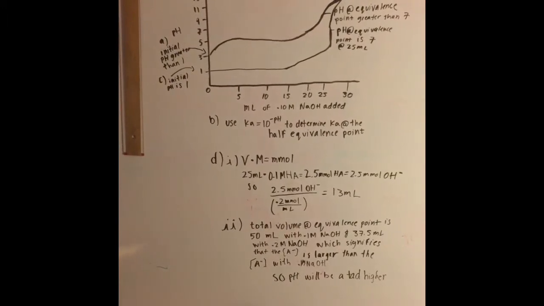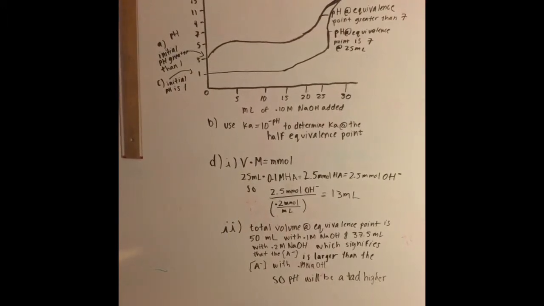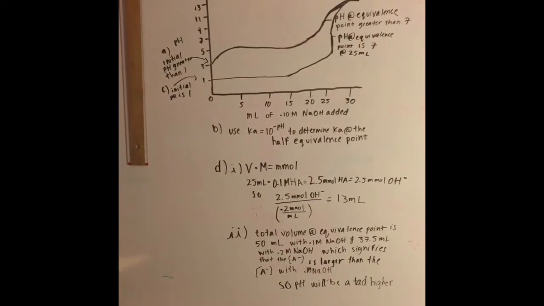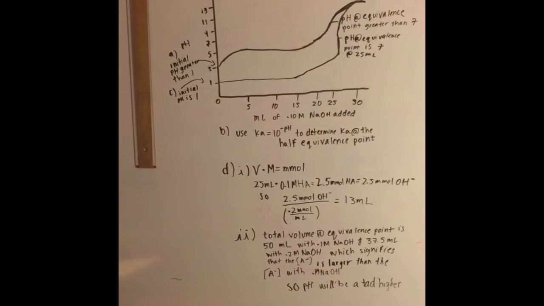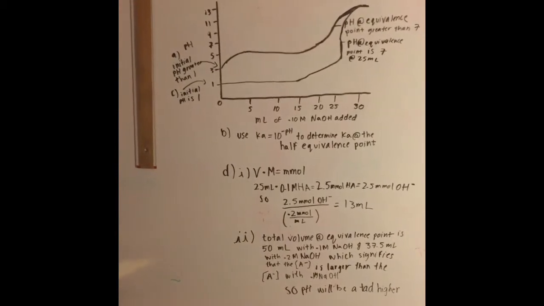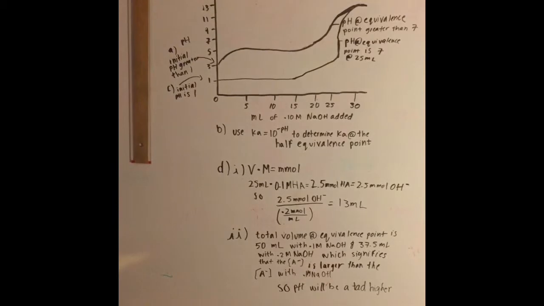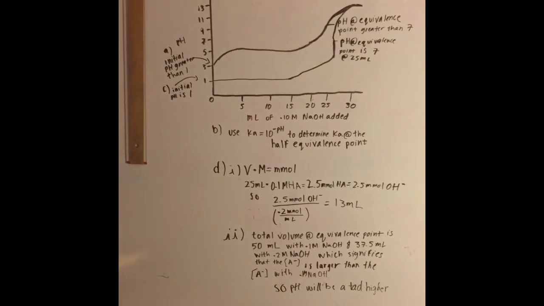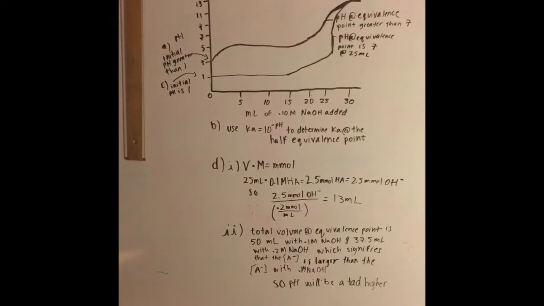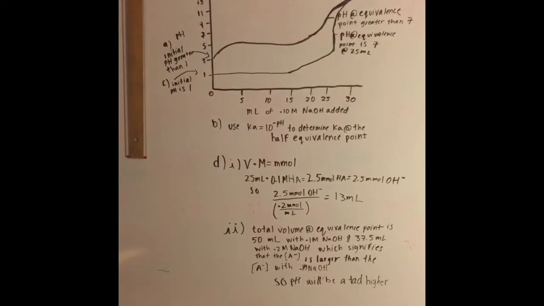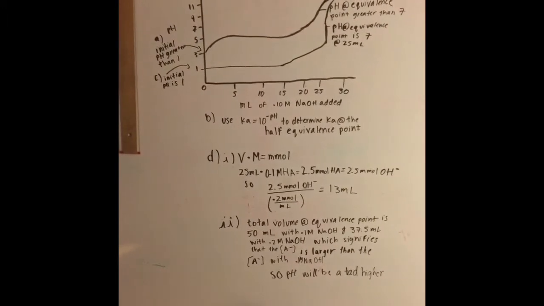Okay, moving on to part B. Describe one method by which the value of the acid dissociation constant for HA can be determined using the graph above. So you can find Ka by using 10 to the negative pH to determine Ka at the half equivalence point, and you just get the pH by looking at the graph and lining it up. Where the half equivalence point is, you'll be able to see the pH on the y-axis.